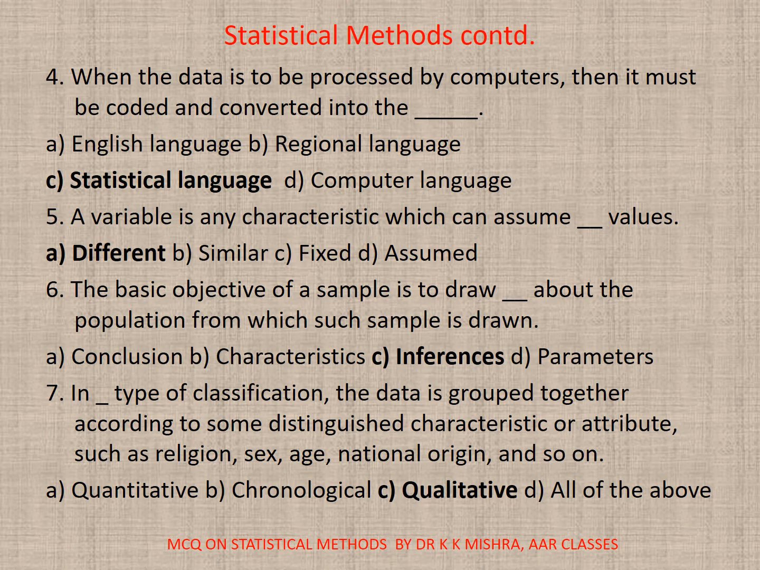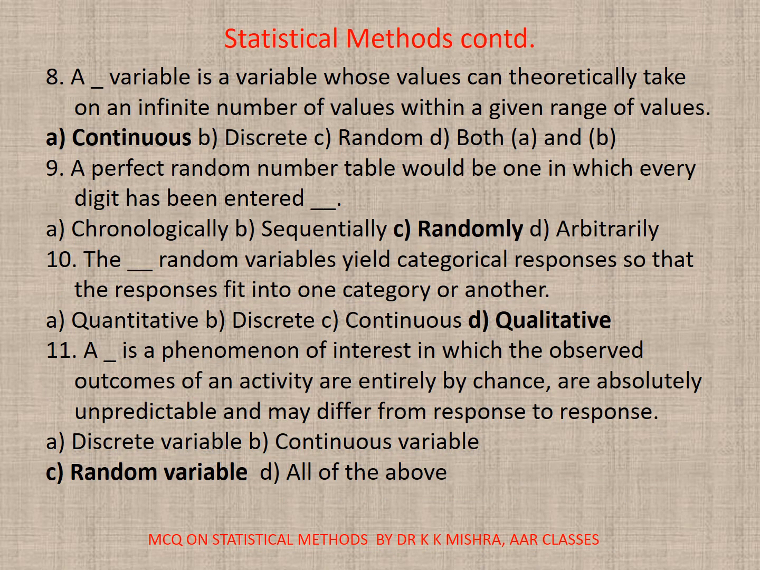7. In dash type of classification, the data is grouped together according to some distinguished characteristic or attribute such as region, religion, sex, age, national origin, and so on. A. Quantitative, B. Chronological, C. Qualitative, D. All. The correct option is C. Qualitative.